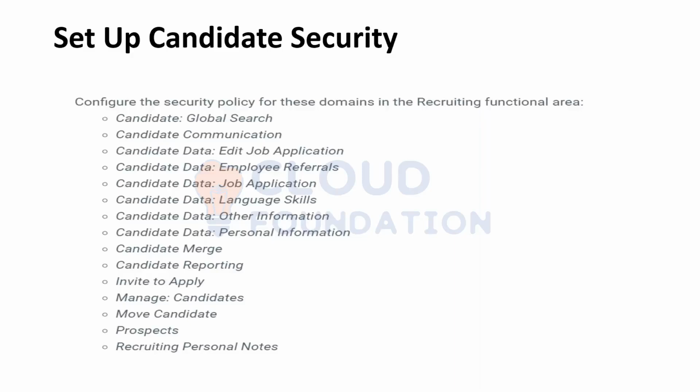Generally what happens, let's suppose a candidate has applied in Workday and after 6 months he applies again. He will get a message that your data is already present in Workday. Who can provide that message, or who can see within Workday that this particular candidate is already there in the system? Those security groups will be given the access over here. Then candidate reporting, who can report to a candidate, will be given as well.